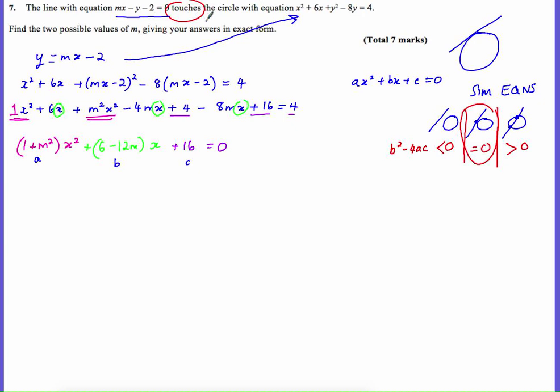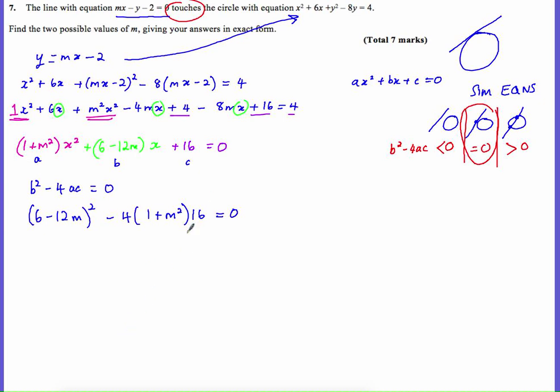So it only touches the circle once, so we know the discriminant must be equal to 0. So b squared minus 4ac equals 0. My b is all of that, 6 minus 12m, squared, minus 4 lots of my a, 1 plus m squared, times my 16, equals 0. So yet again, within a problem involving a circle and a quadratic equation, I've made another quadratic equation, so it's like a vortex of quadratic equations.